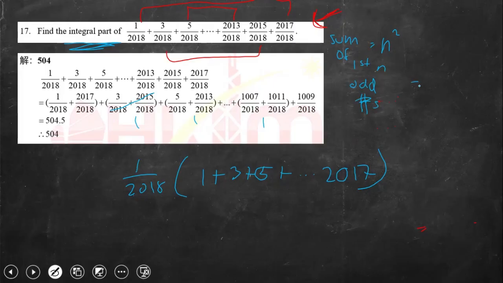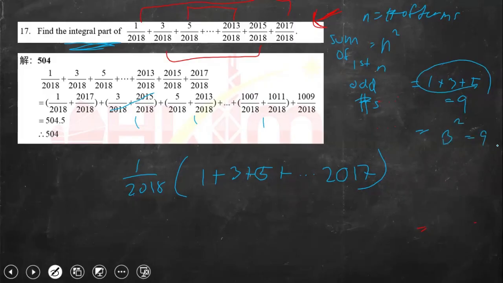Okay, let's set an example. So 1 plus 3 plus 5 is equal to 9. There are n terms, where n is the number of terms. So we have 3 terms. 3 squared is 9. Okay, that's the formula for the sum of the first n odd numbers. We tested it out.